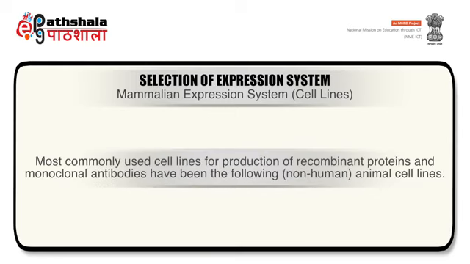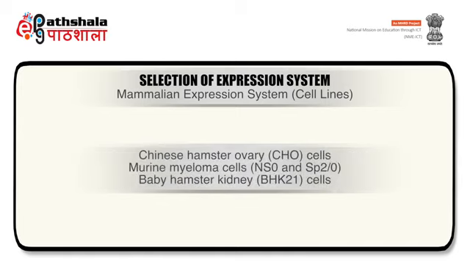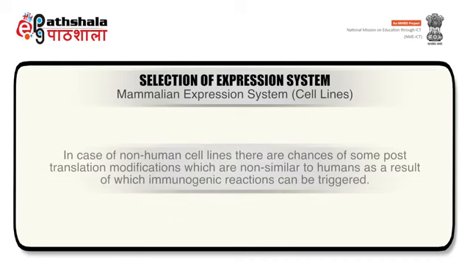Most commonly used cell lines for the production of recombinant proteins and monoclonal antibodies have been the following animal cell lines. Their capability of high productivities, optimized protocols, and ease of handling has led to their widespread acceptance and use by the biopharmaceutical industry. Some of the cell lines used are Chinese hamster ovary cell lines, murine myeloma cell lines, baby hamster kidney cells. In case of non-human cell lines, there are chances of some post-translational modifications which are non-similar to humans, as a result of which immunogenic reactions can be triggered.